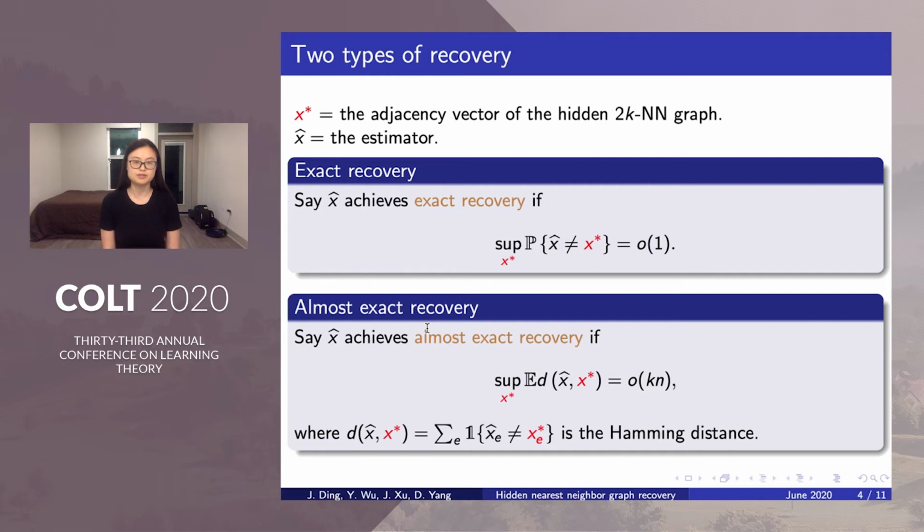To be more specific, since x star contains k times n edges, we say x hat achieves almost exact recovery if the expected Hamming distance between x hat and x star is of order little o of kn.